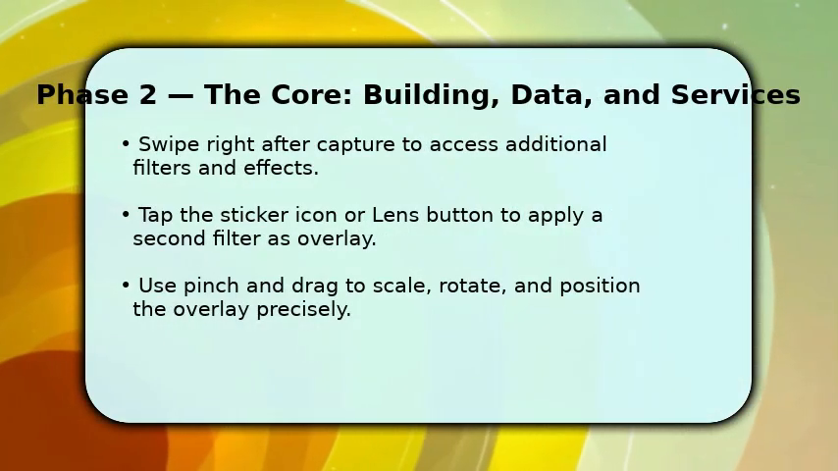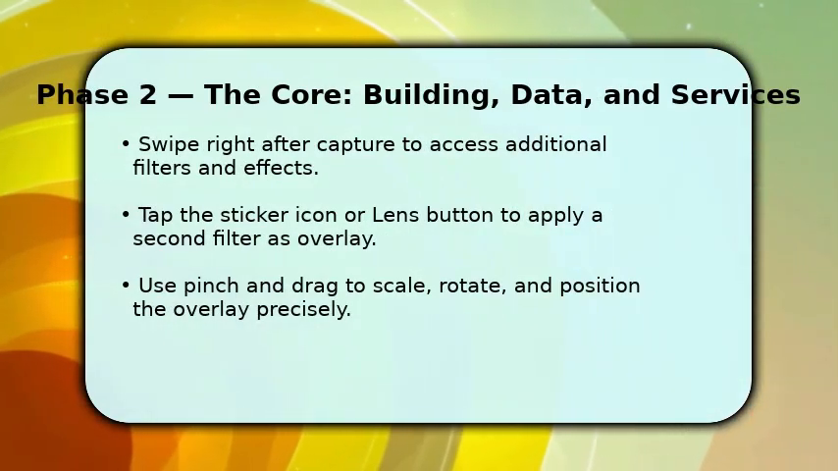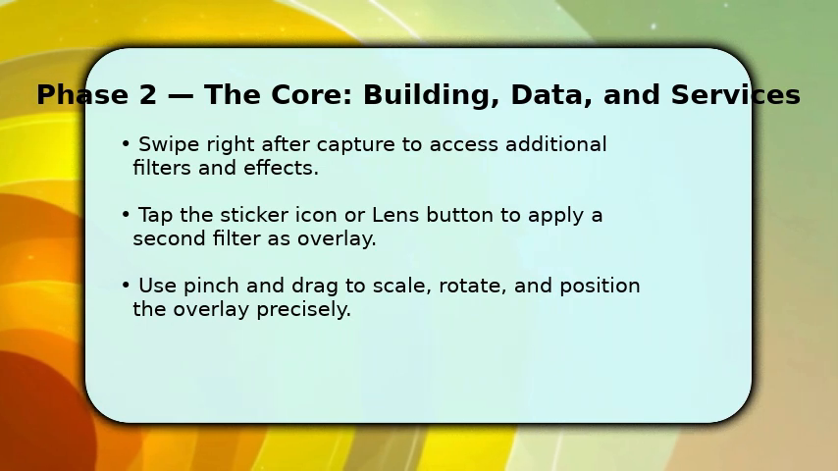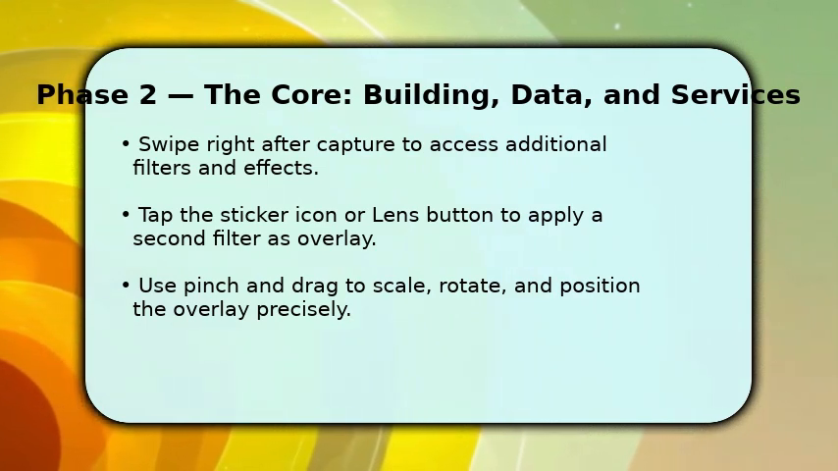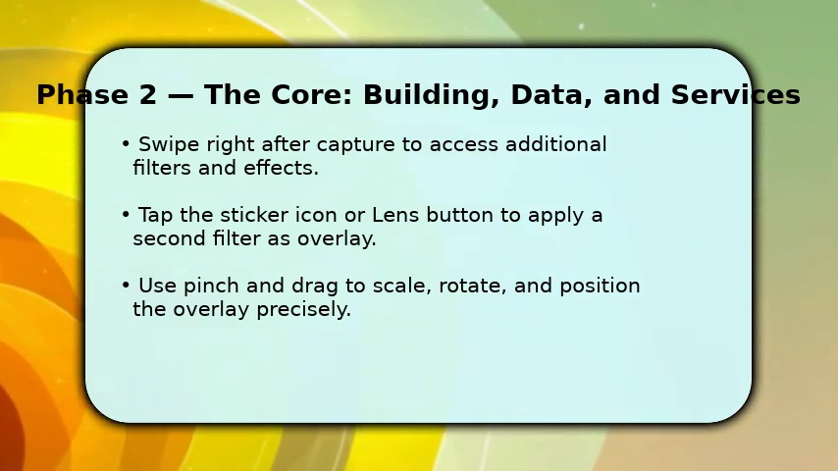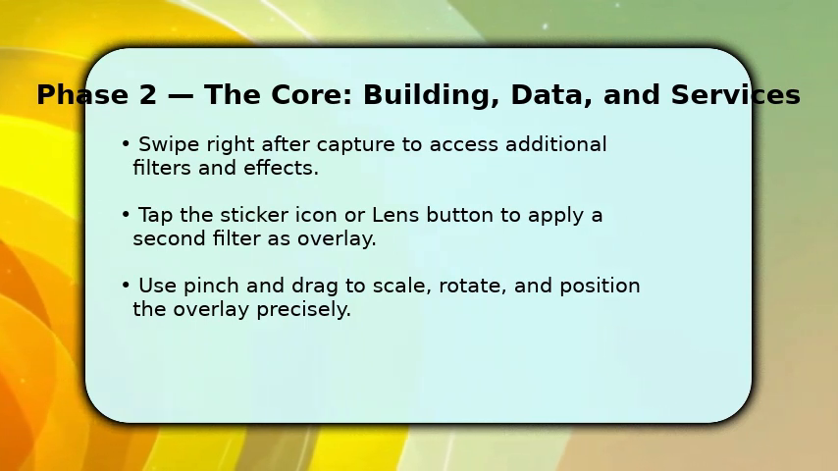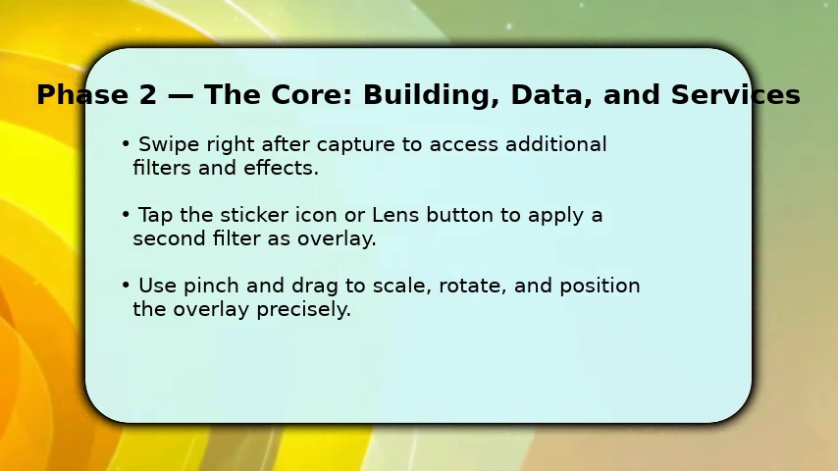Once done with the base capture, swipe right to reveal Snapchat's additional filters and overlays. This is where you add the second effect. You can select another lens, a color filter, or a sticker-based effect. Choose one that complements the first.